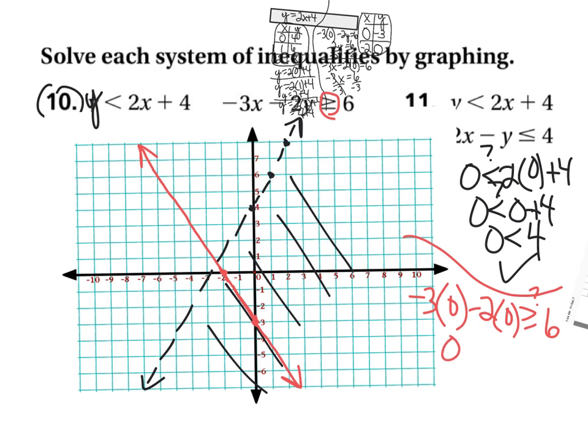If we try 0, 0, basically we come up with 0 is greater than or equal to 6. That's not true. So 0, 0 would be here, which is kind of above that line we might think of. So 0, 0 didn't work, means none of the points up here work. Means all the points on the other side of the line would work. So we would need to, for that line, shade down here.